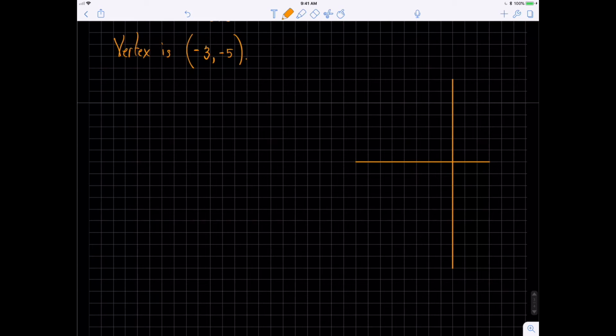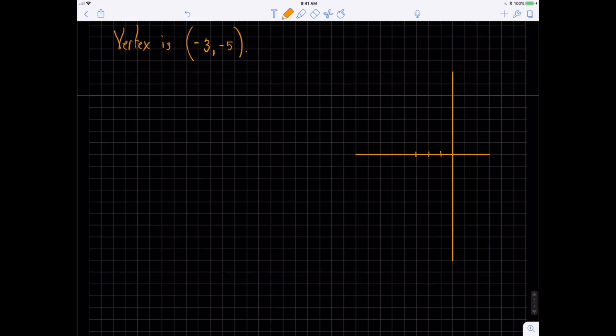So negative 3, negative 5. Well, let's just start right there. So I go to negative 1, negative 2, negative 3. And y is negative, so this is negative 3. Negative 5, I go negative 1, negative 2, negative 3, negative 4. There's negative 5. So we go to where those meet. I put a dot, and that's the vertex.